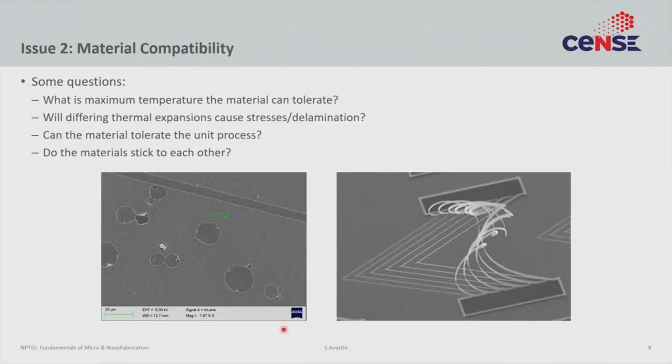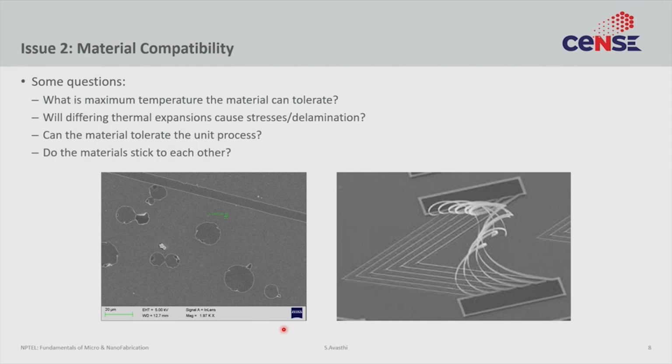Other issue is material compatibility. So questions such as, what is the maximum temperature your process can tolerate? If you are doing things on a glass substrate, none of the processes should ever exceed 650 or 700 degrees C. That is the temperature at which glass starts becoming soft. If your film has aluminum, after deposition of aluminum, maybe you should never increase the temperature to more than 600, 700 degrees C, because that is the temperature at which aluminum melts. So what is the maximum temperature a system can tolerate?